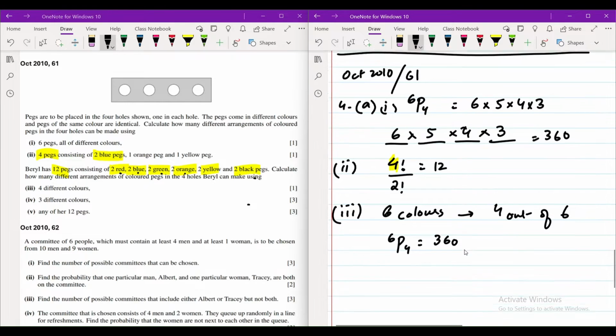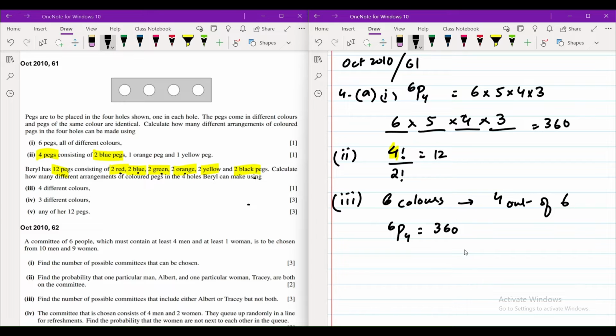Another way we can see this, since we're selecting 4 colors out of 6, and we're arranging them differently, is we can also write it like 6C4. Out of 6 colors, we're selecting 4 colors, and we are arranging them 4 factorial ways. So mathematically, this is equivalent, and we will still get 360.